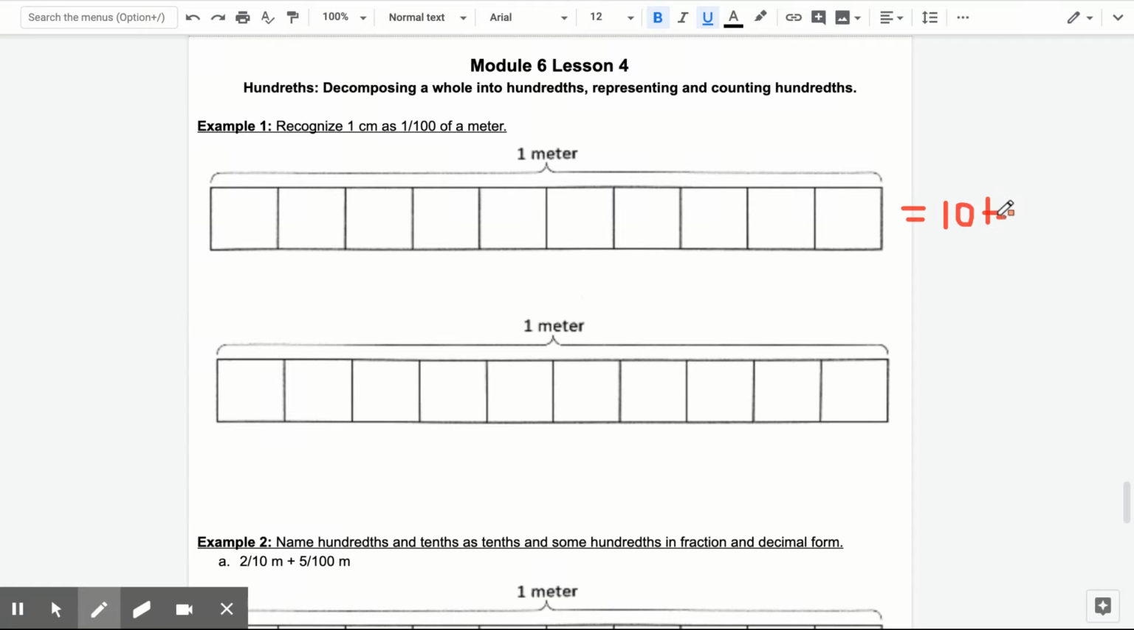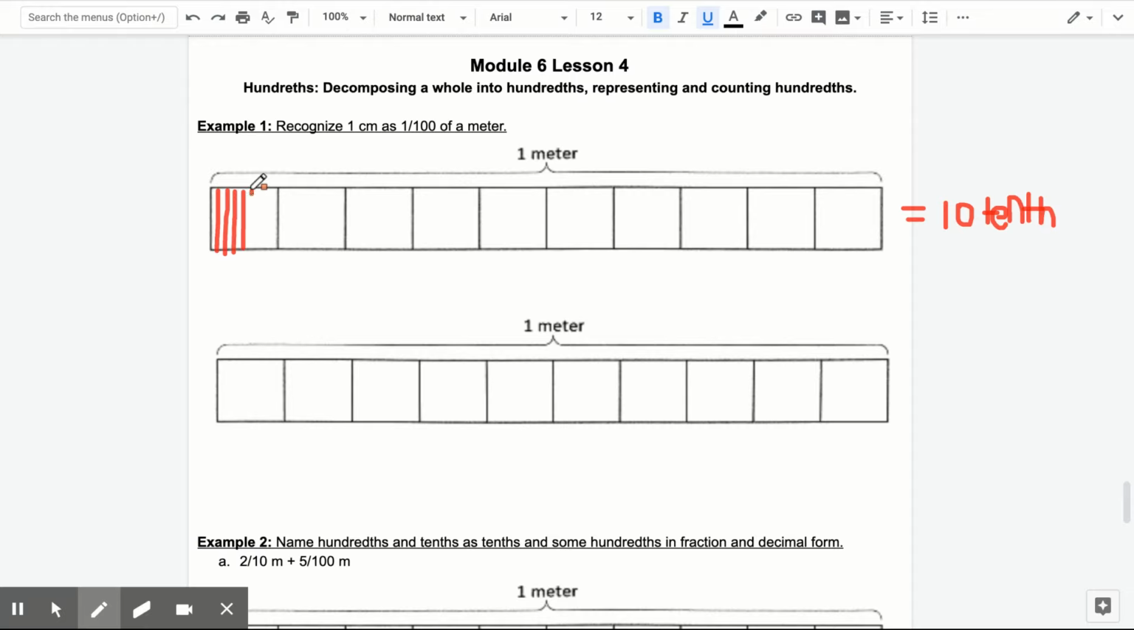Okay, so hundredths are going to be even smaller than tenths, and we're going to find 10 hundredths in each of our tenths sections. So this is going to look like us splitting each of our tenths into 10 equal pieces. My pen might be a little too fat for this.